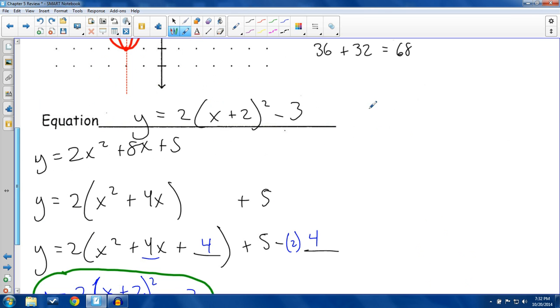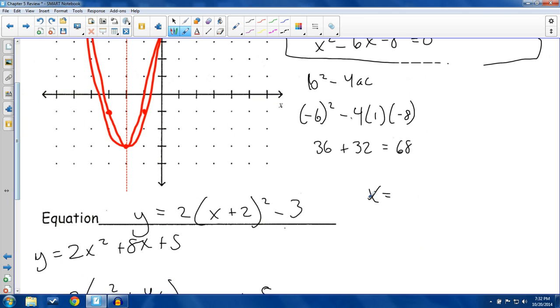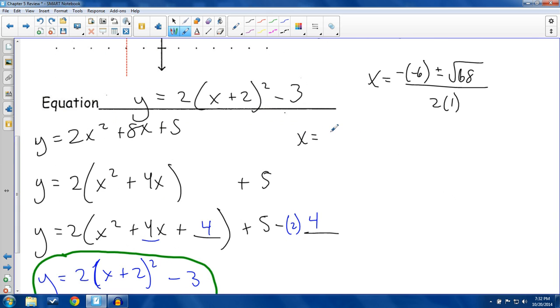So now I'm going to get x equals negative b. Now my b already was negative, so this will give me a positive 6. I'll just write the opposite of negative 6. Plus or minus the square root of 68 all over 2 times 1. That's 2a. So x equals 6 plus or minus the square root of 68 over 2. So you sit there and you're like, well, I'm done.